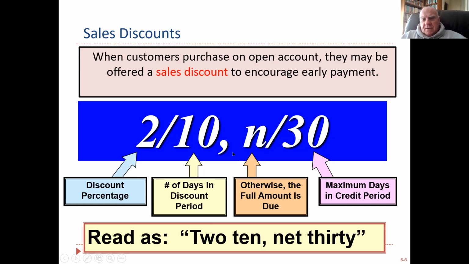2%, 10, net, the full amount, 30 days. The way you read that is 2/10 net 30, 2% discount if you pay within 10 days. Otherwise, you pay the whole net in 30 days. 2/10 net 30. And that's our second of 3 contra revenue accounts.